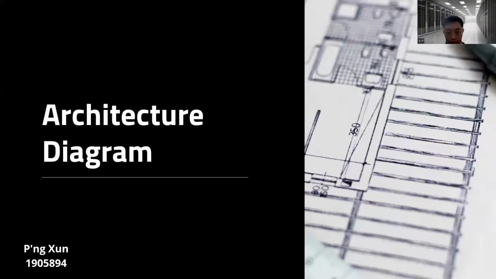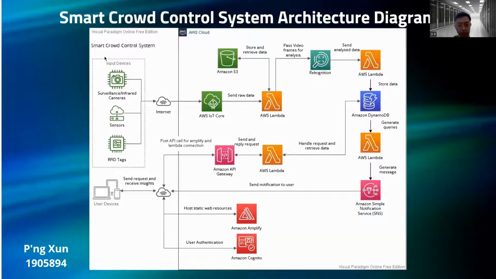Thank you, Lim Yu Han, for his presentation previously. My name is Peng Zun, and I would like to explain the architecture diagram for our smart crowd control system. First, I would like to talk about the data source.